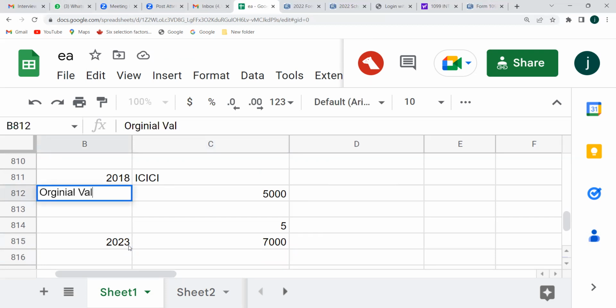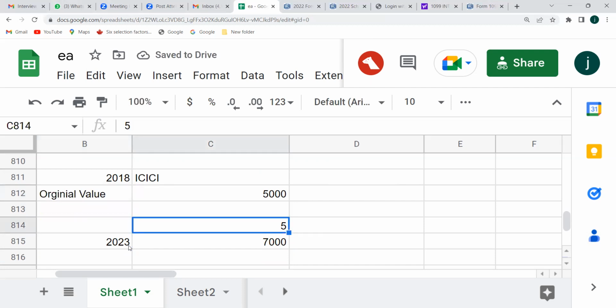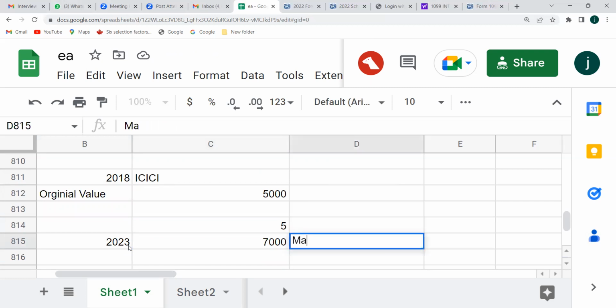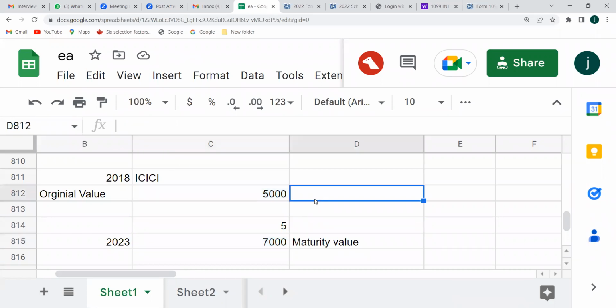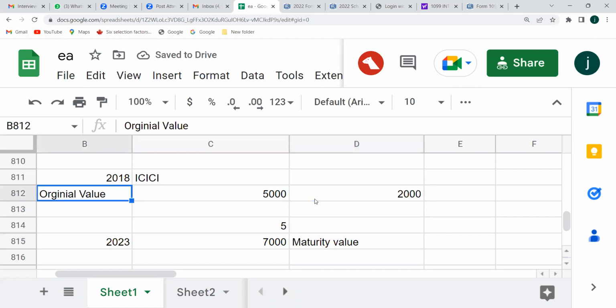This is the redemption or maturity value. This 7,000 is what we call the maturity value. Here the interest portion is 7,000 minus 5,000, which is 2,000. This is the interest amount. Okay, for this there are some conditions.